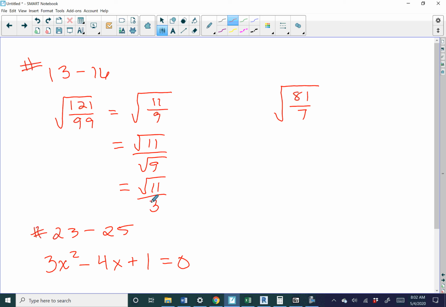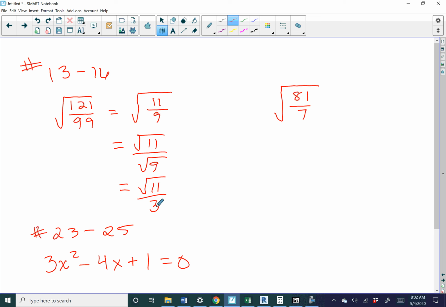Now, remember to ask yourself when you're simplifying something, are there any factors under the square root symbol, any factors of that number that are perfect squares? And with 11, there are no factors that are perfect squares. So square root of 11 is simplified as far as it'll get.